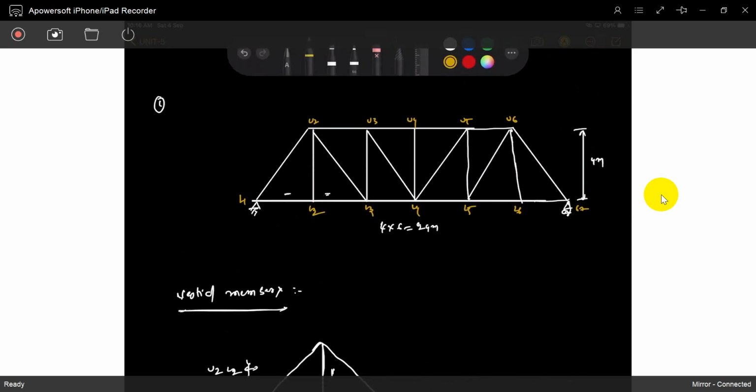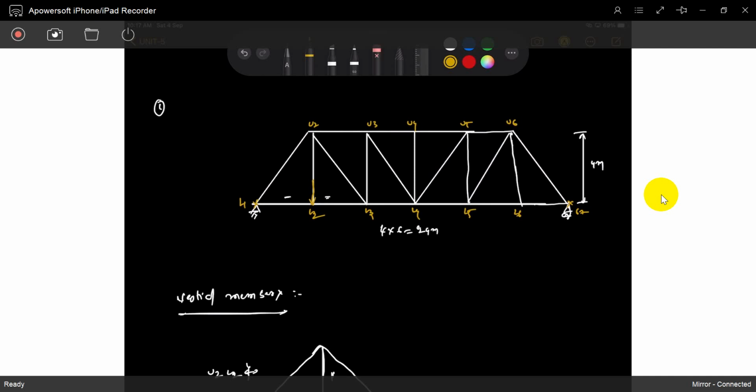Same thing: when the load is at L1 or L7, the reaction will directly develop, and no truss member takes care of anything. Okay, the remaining positions. The load is at L2. What is the force taken by U3, L3? How will we do it, sir? Same thing, no problem at all, just cut the sections. You have to cut like this.